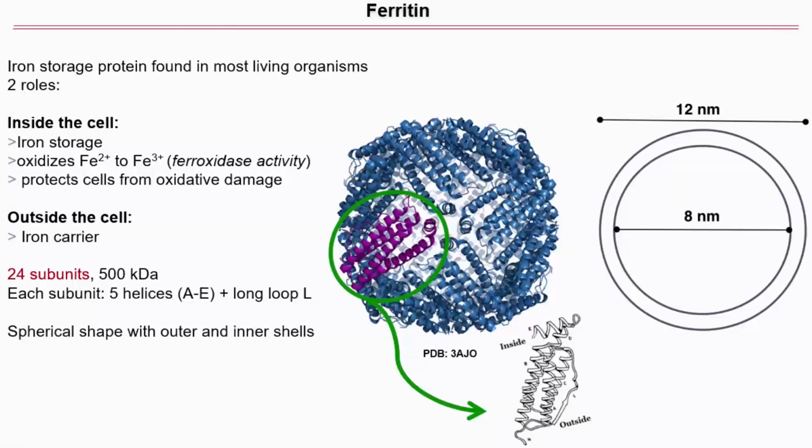And as I said before, it's made up of 24 subunits. The total weight is 500 kilodaltons. The size of the particle, however, is much larger than what we would expect given its molecular weight, because it's an empty sphere. The external radius is about 12 nanometers, and the internal radius is 8 nanometers.